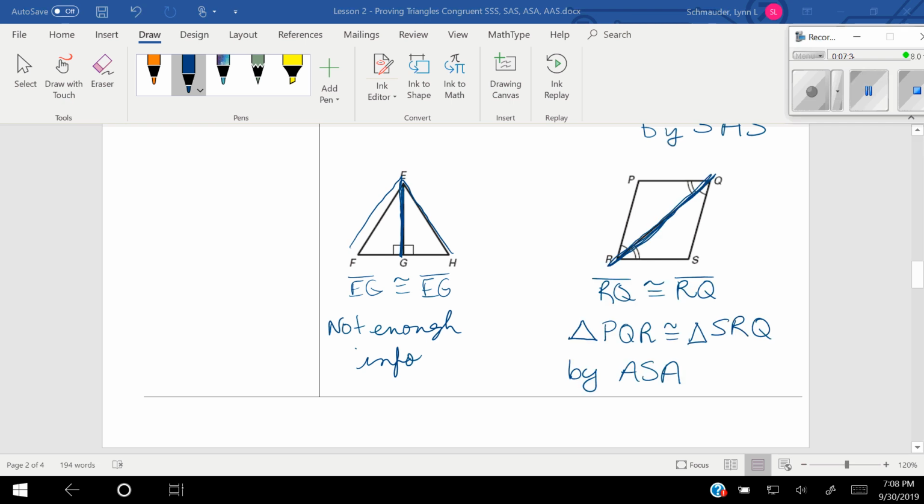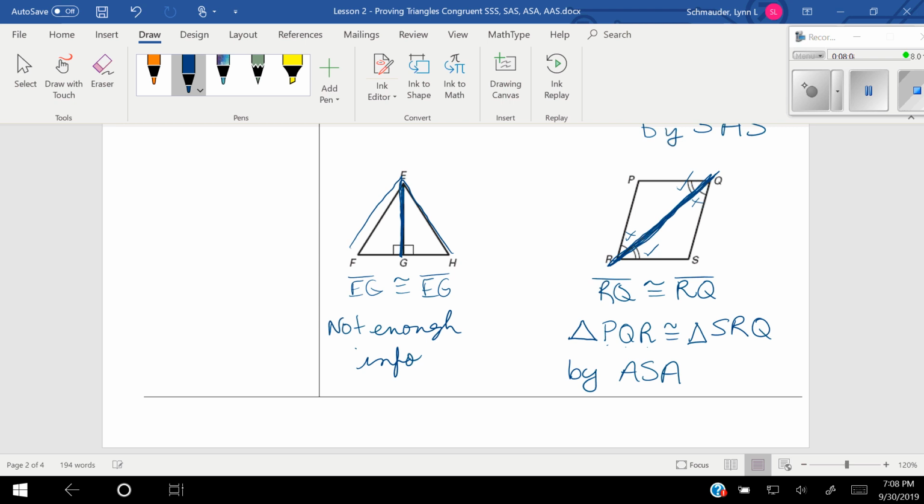Alrighty, so what we can see here is we've got two angles, and what we have to realize is that this side here, RQ, is shared by both triangles, so we do have congruence there by angle side angle, because this angle is congruent to this angle, and this one is congruent to this one, and the included side is RQ. So we can say that triangle PQR, and remember our vertices have to line up, PQR.